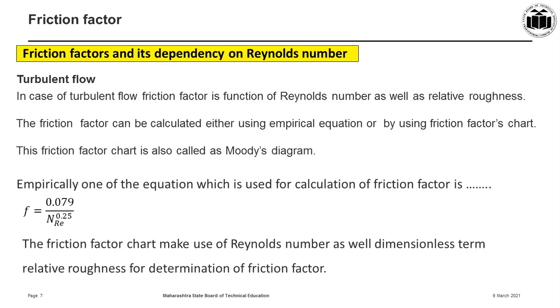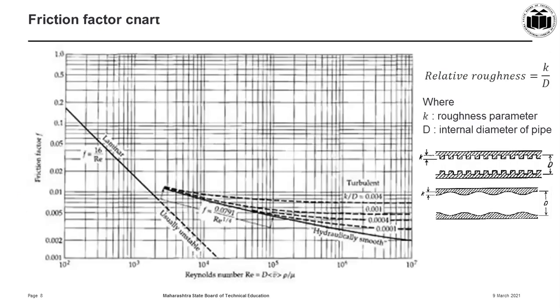The value of the friction factor can be calculated empirically, or it can be calculated using the friction factor chart, which makes use of the Reynolds number as well as the dimensionless term relative roughness. Now, what is a friction factor chart? If you observe, the friction factor chart is basically a graph which represents friction factor as the y coordinate, whereas Reynolds number is the x coordinate. The scale is expressed in logarithmic form, that is, in cycles of 10.